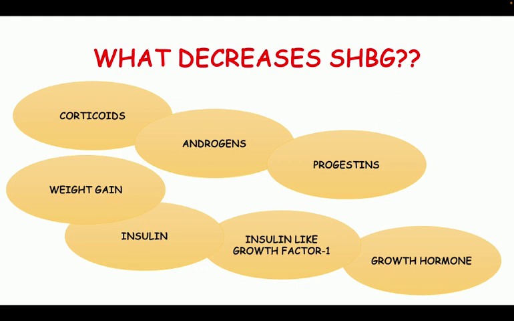So these are a few things which increase SHBG, decrease SHBG, and why SHBG is important, why the protein bound hormones are more important rather than the free hormones. Any imbalance in SHBG will lead to the free hormones increasing if the SHBG decreases, and hence the consequences. So that's all for SHBG. Thank you.